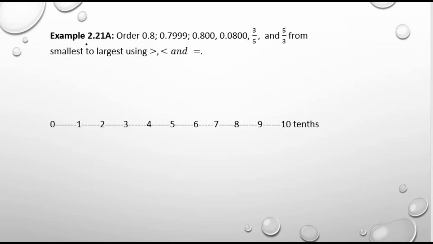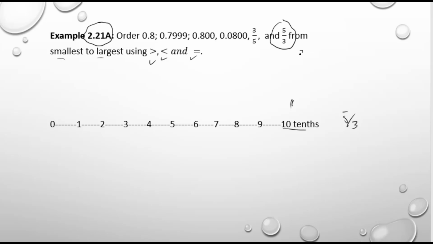Well, here's our last example, 2.21a in this section. So they want to order these, and I'm now including decimals, from smallest to largest, using less than, greater than, and equal to. So looking down these, I see this one immediately. This is greater than 1. 5/3 would be more than 10/10 because 10/10 equals 1 whole. So 5/3 is way up here. So that's the largest number of all these. I hope that's clear.